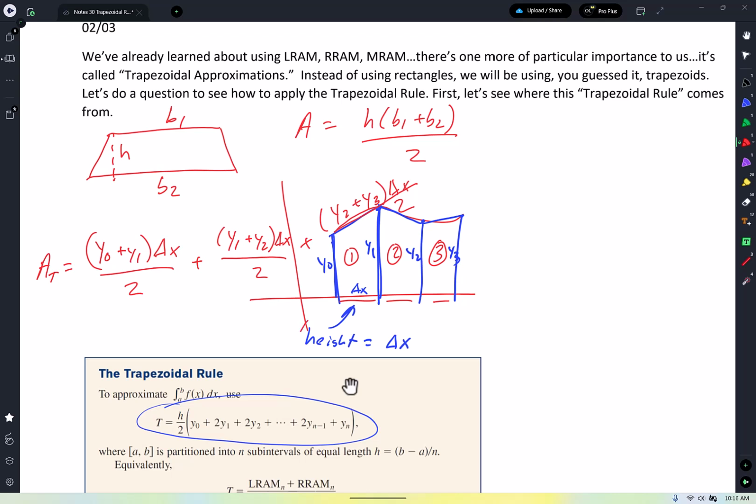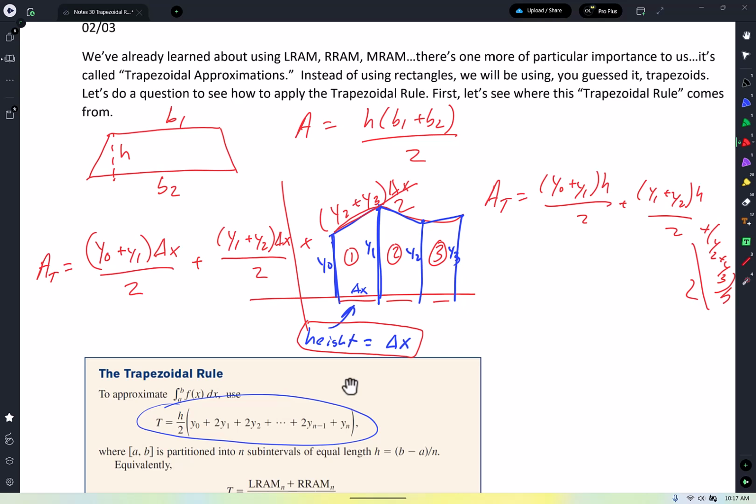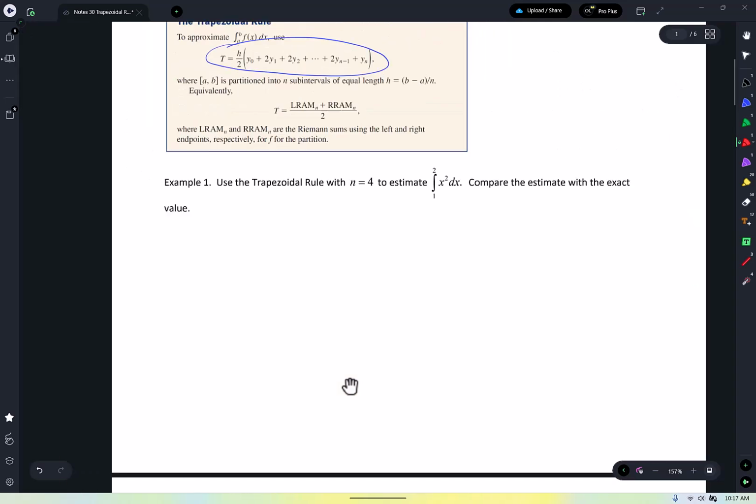All right, remember, look what we said: that delta x is the same as height. So I can rewrite this area of the trapezoid as y0 plus y1 times h over 2, plus y1 plus y2 times h over 2, plus y2 plus y3 times h over 2. T for trapezoid. What do all three of these terms have in common? H over 2.